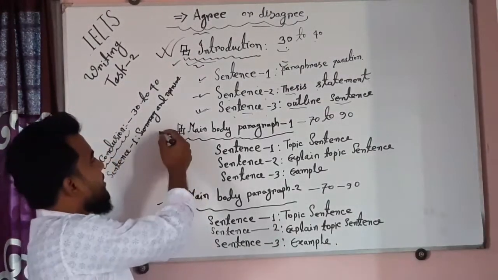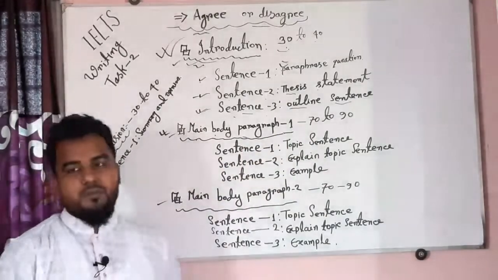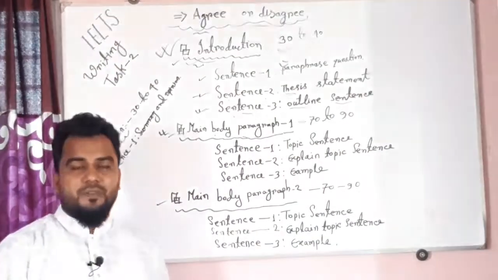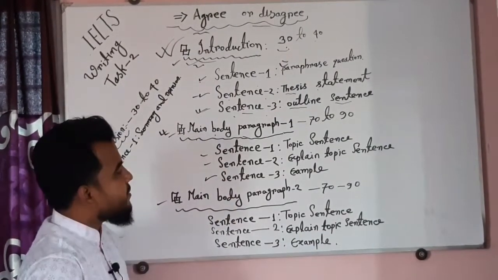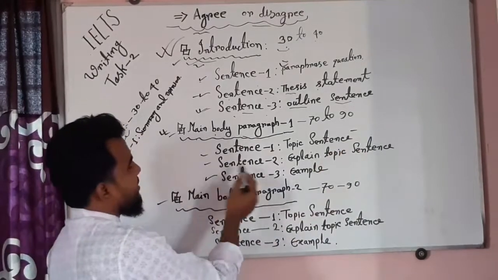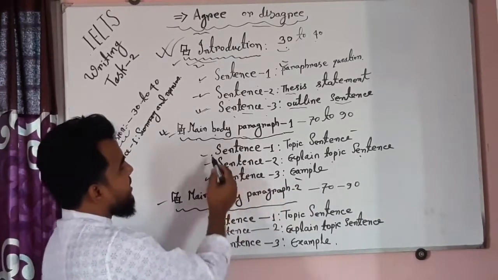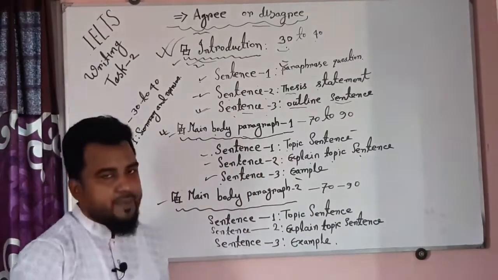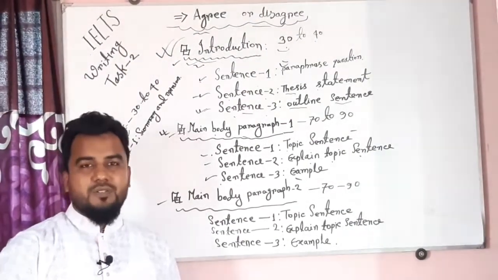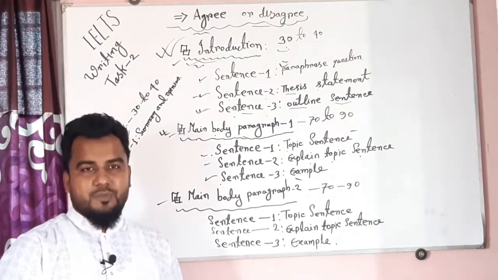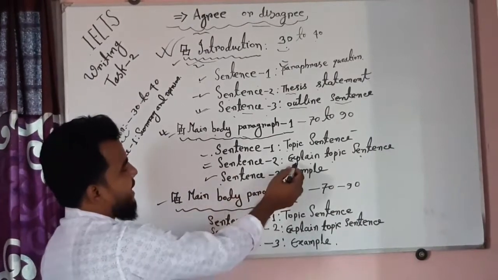Then number 2, main body paragraph 1, is divided into three sentences. Sentence 1 is the topic sentence, sentence 2 explains the topic sentence, and sentence 3 is an example. For sentence 1, the topic sentence, you have to write related to the topic. You can't go out of the topic; you have to stay within it.